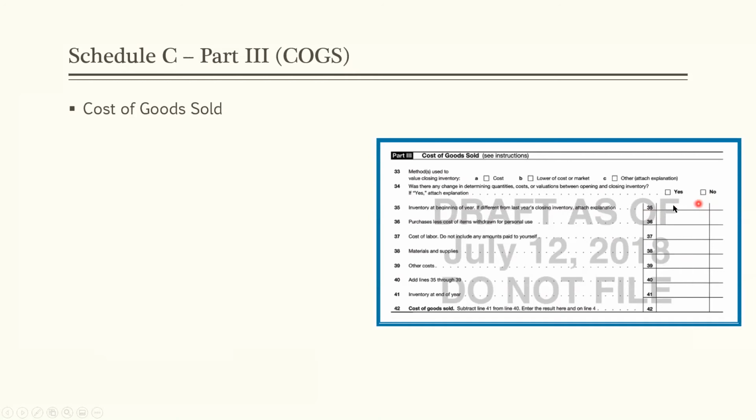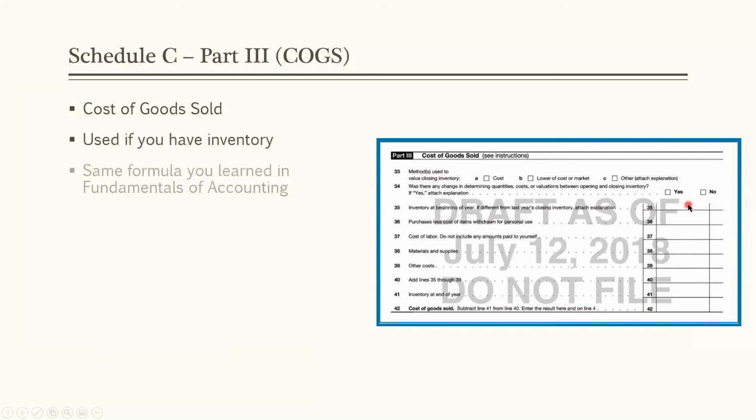So we start with our beginning inventory and we add in our purchases. This is stuff you should have learned way back in fundamentals of accounting. We add in our purchases here. We add in our cost of labor to produce the product that we're selling. We add in our materials and any other costs that we might have. And then we subtract our ending of the year inventory, and that will equal our cost of goods sold.